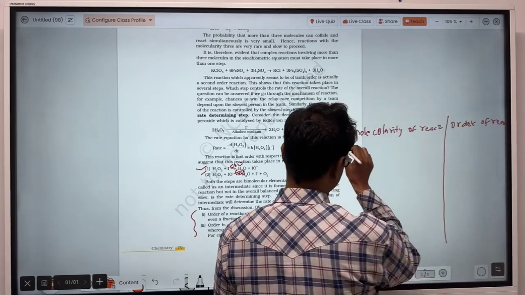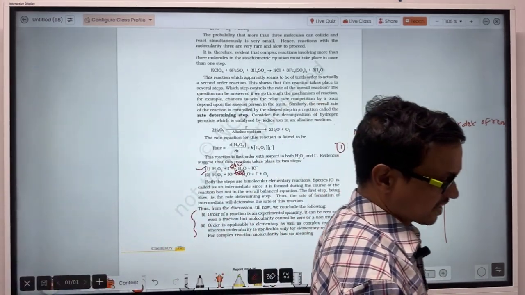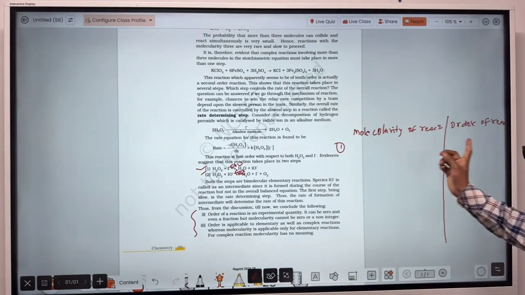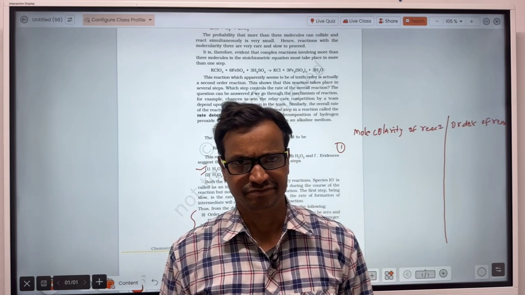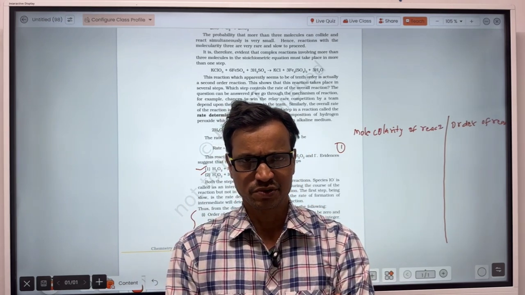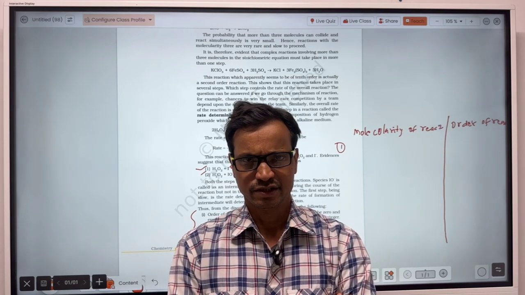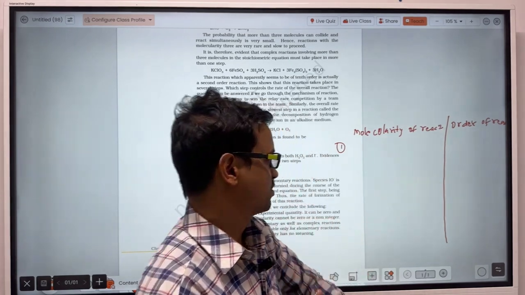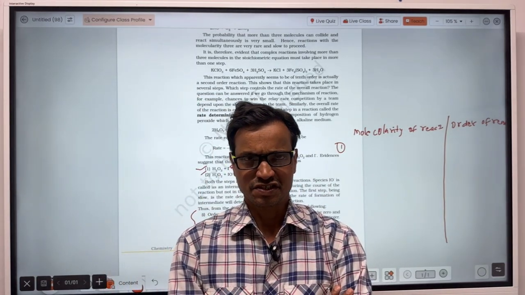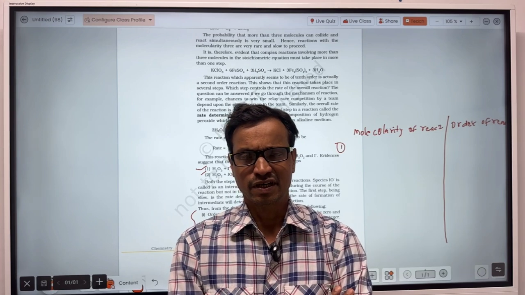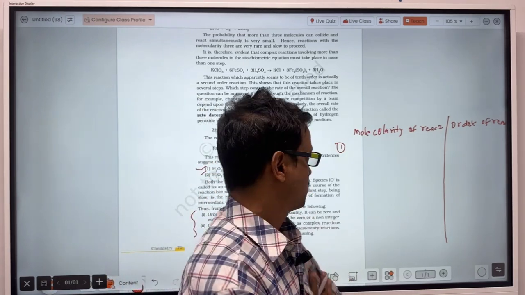The first point is the definition. I have already taught you the definitions of molecularity of reaction and order of reaction. Molecularity of reaction is the number of reacting species, that is atoms, molecules or ions, which must collide simultaneously in the elementary reaction to bring about a chemical reaction. And order of reaction is the summation of the powers of the reactants in the rate law expression.